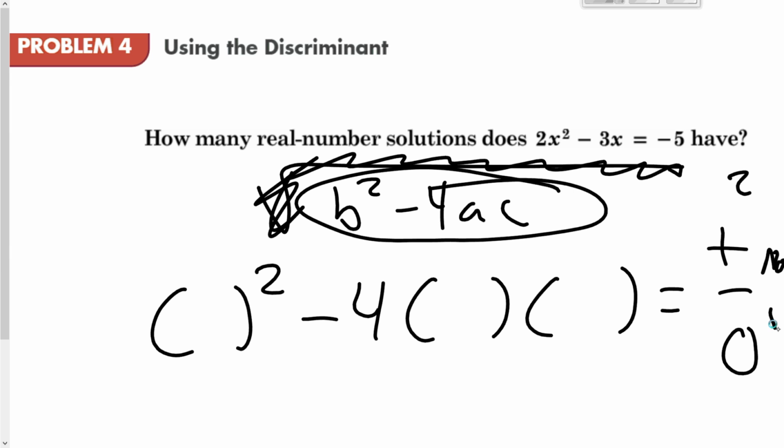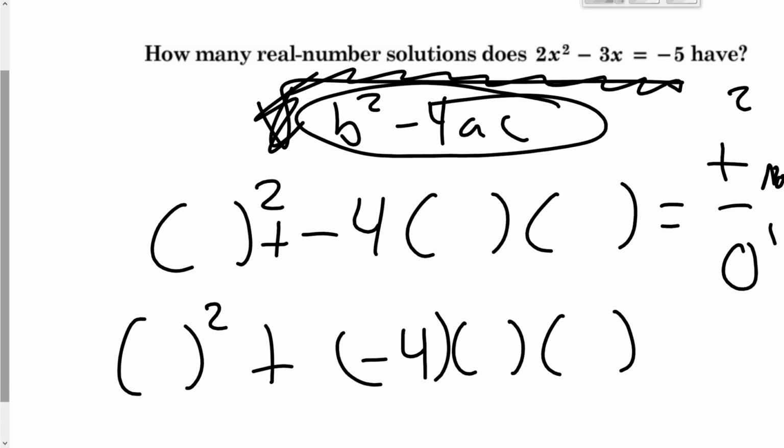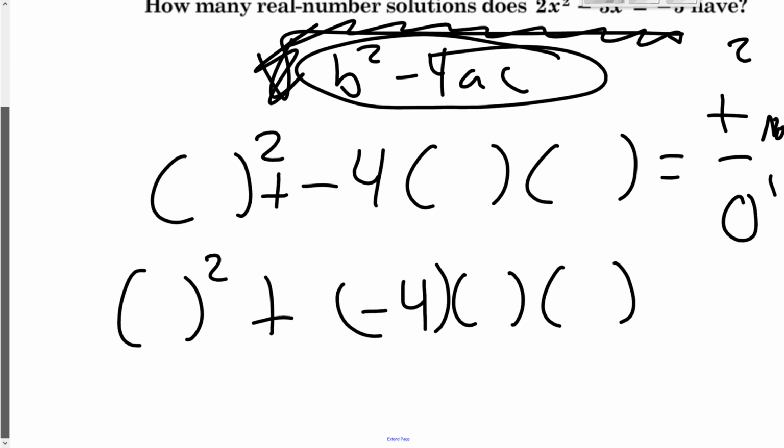Remember, if you want to, you can put a plus in front of this. Maybe that's what I'll say in class. Plus negative 4ac. Maybe I'll show that in class. So then you're always adding here.